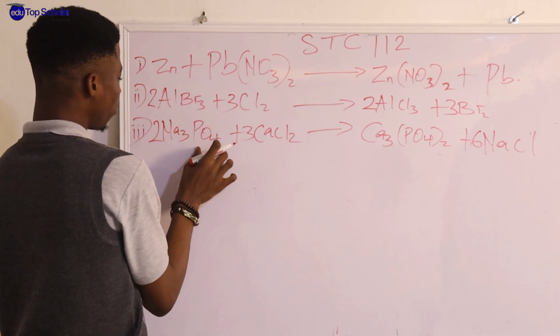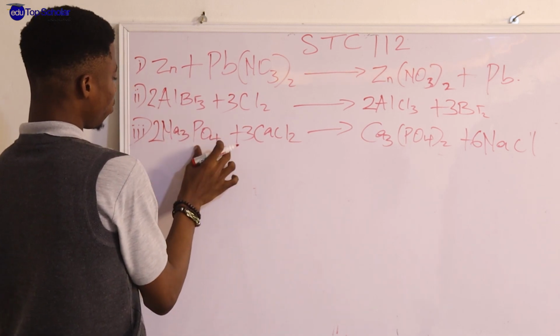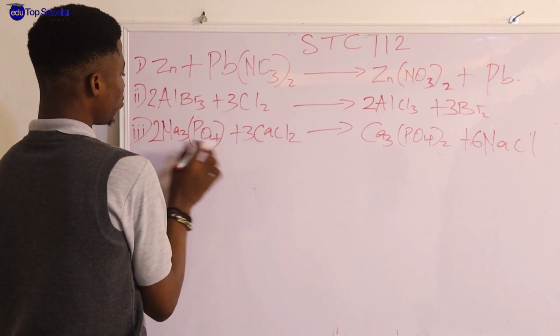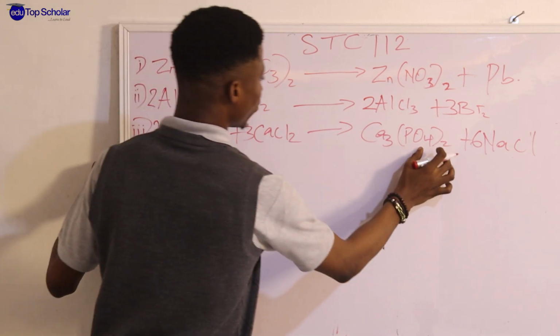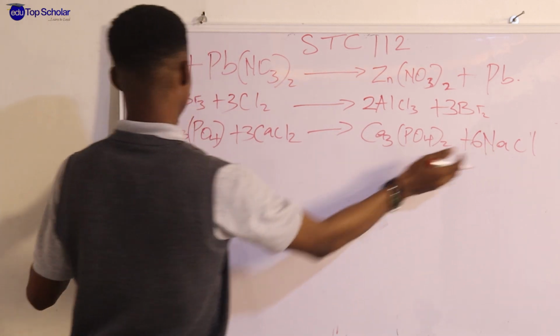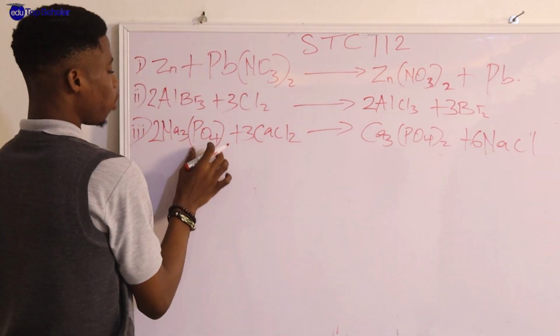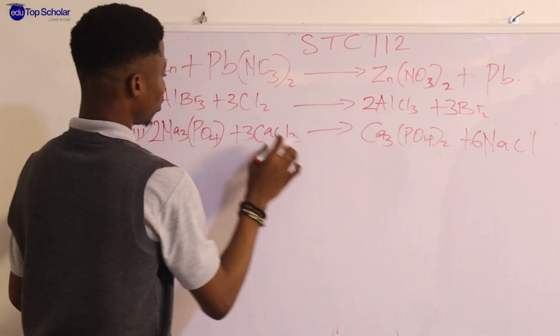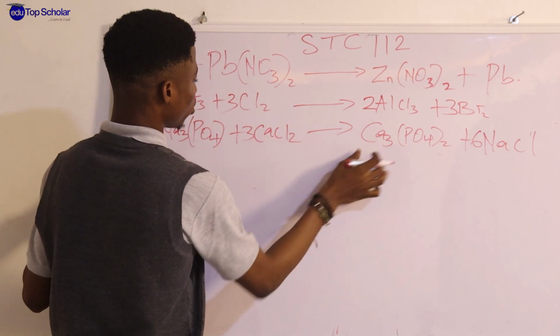We have PO4. So that's 2 PO4. Then we have 2 PO4. So it is chemically balanced. Let's check. 6 sodium, 6 sodium. 2 moles of phosphate. 3 moles of calcium, 3 moles of calcium.